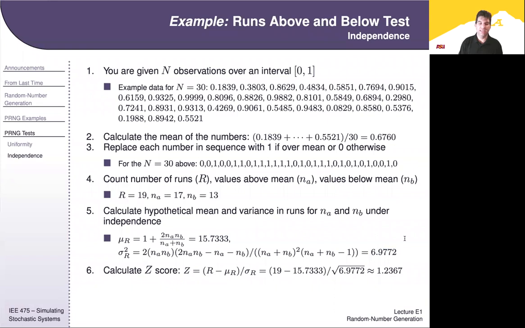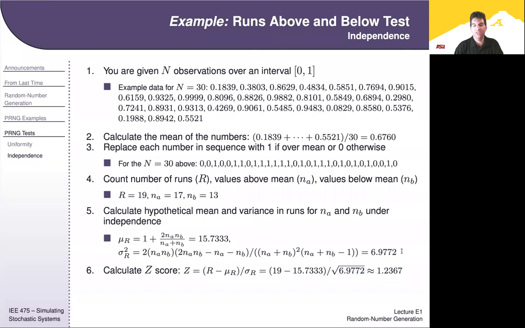So I can convert that variance into a standard deviation, and then I can ask, what's the z-score for the number of runs that I calculated from the actual data? So R, 19, minus my expected number of runs for a weighted coin with these statistics, divided by the standard deviation. And be careful, there's a square root there, a square root of the variance. That gives me a number of 1.24. So the question is, is that too far?